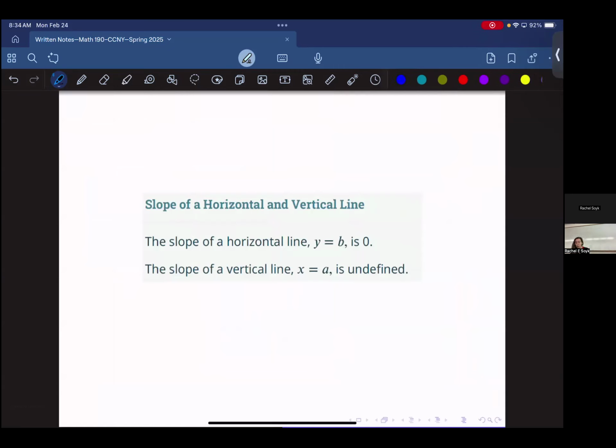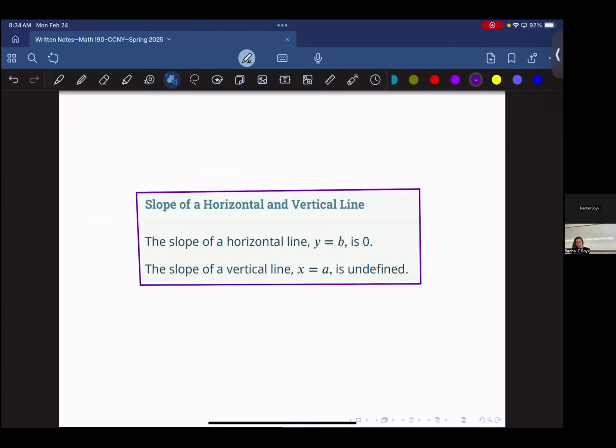Some more formal notes. We have the slope of a horizontal versus the slope of a vertical line. Horizontal lines have no slope, right? It's just 0. We're looking at a nice straight horizontal line. There is no change in our y values. Well, the change in our x is just... I'm sorry, the change in our y is 0.